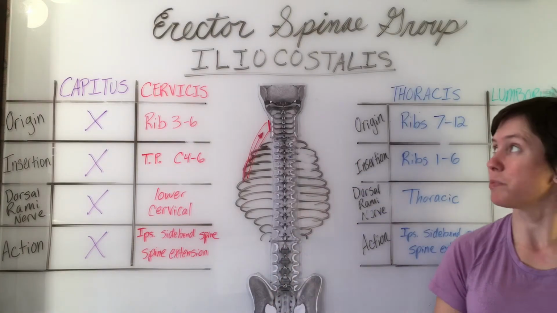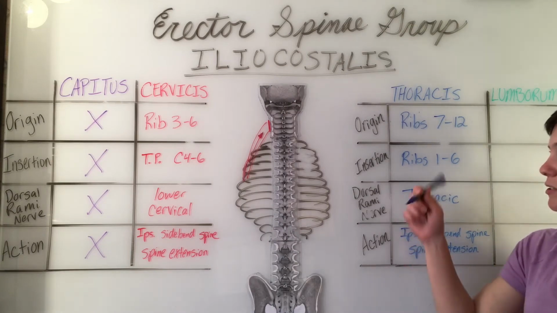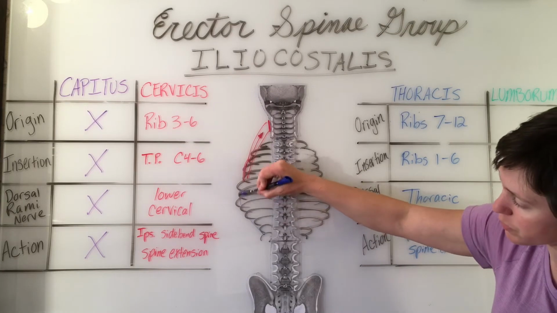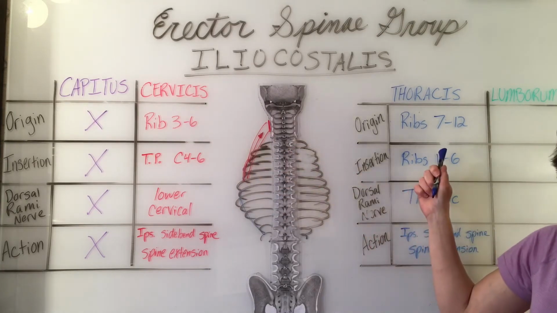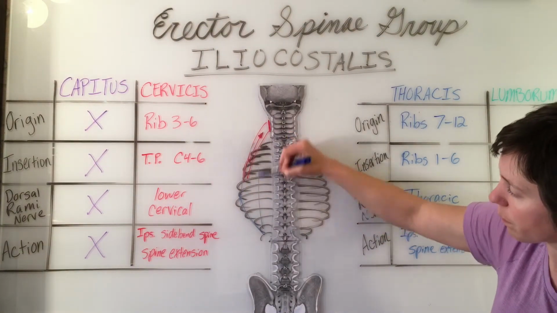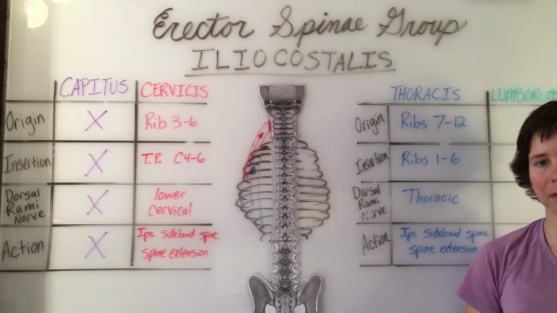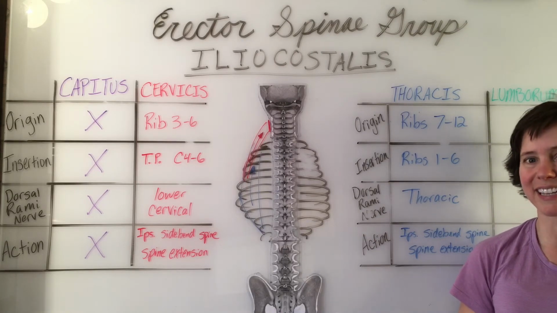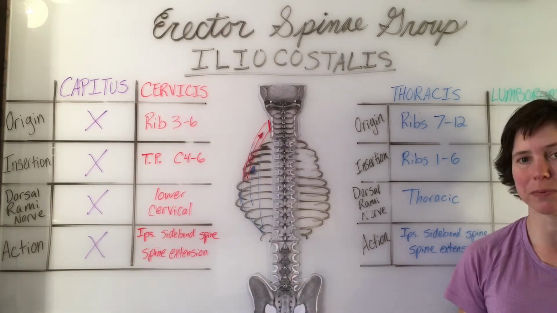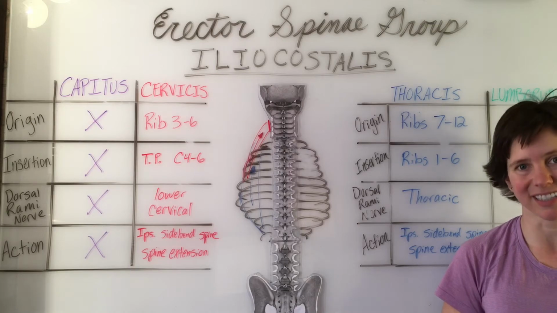So the next group is Iliocostalis thoracis. The Iliocostalis thoracis originates on ribs 7 through 12, so the lower half of the ribs, and it will come up to insert on the first half of the ribs, ribs 1 through 6. It is innervated by the dorsal rami of the thoracic spinal nerves, and its action is the same as Iliocostalis cervicis, with ipsilateral side bending of the spine and bilateral spine extension.